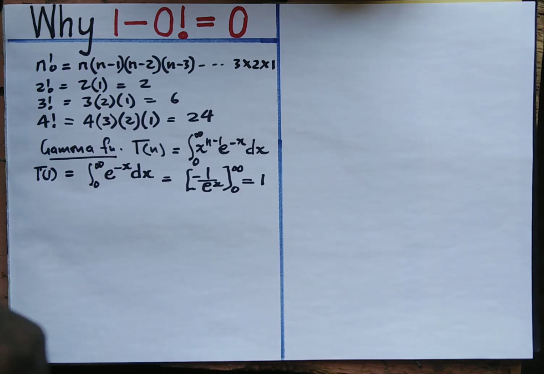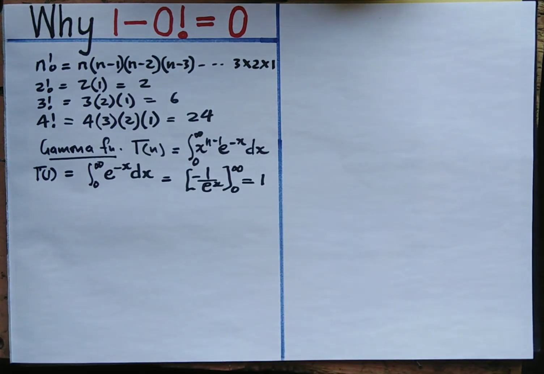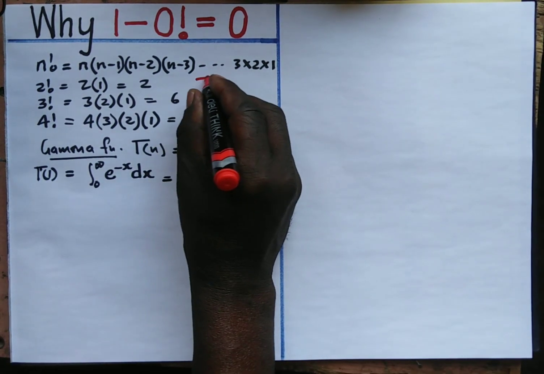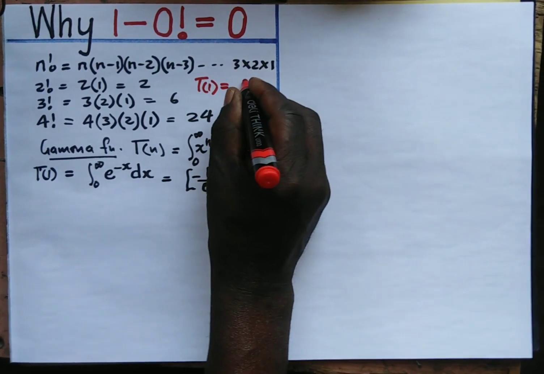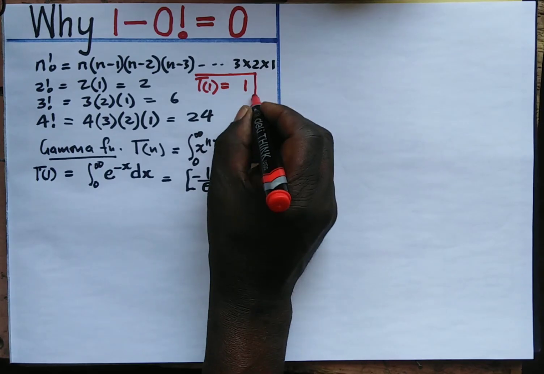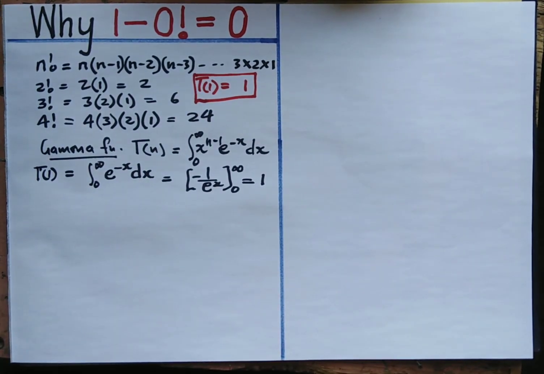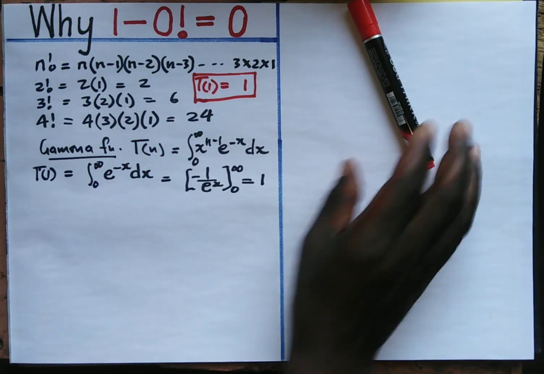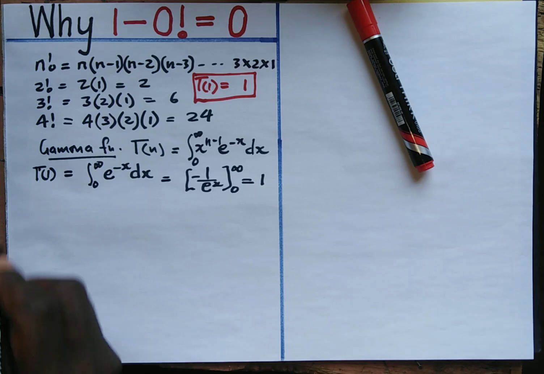Let me just put this result somewhere in a different color. So gamma of 1 is equal to 1. This is an important result. We shall need it a little later on. Okay, now we have defined that. Let's find out what gamma of n plus 1 is equal to.